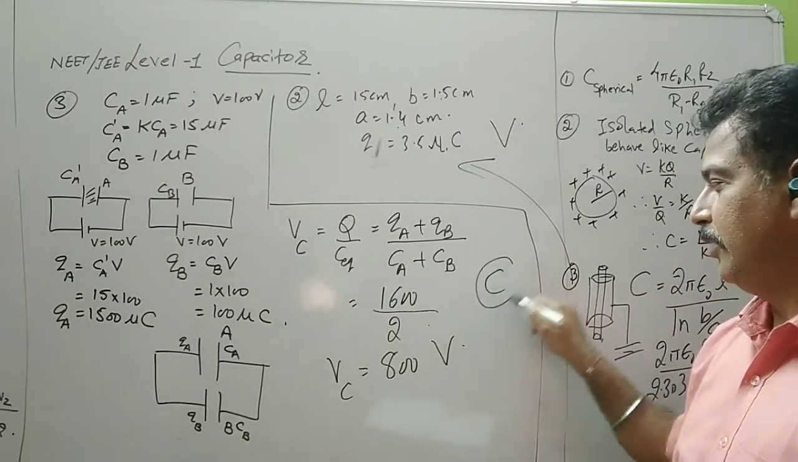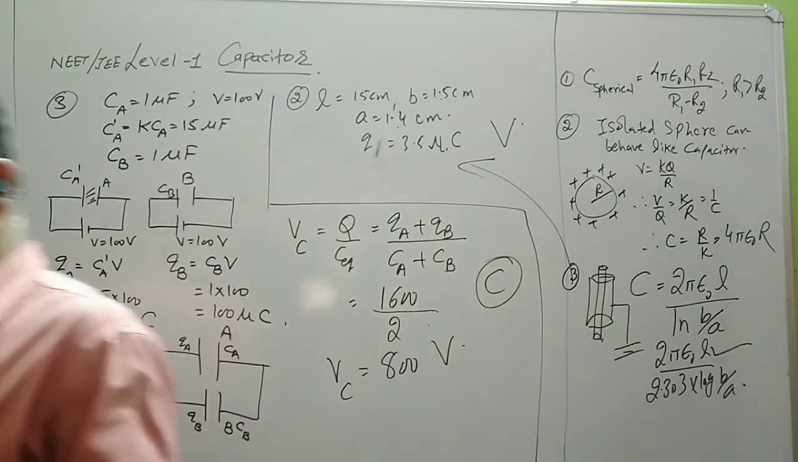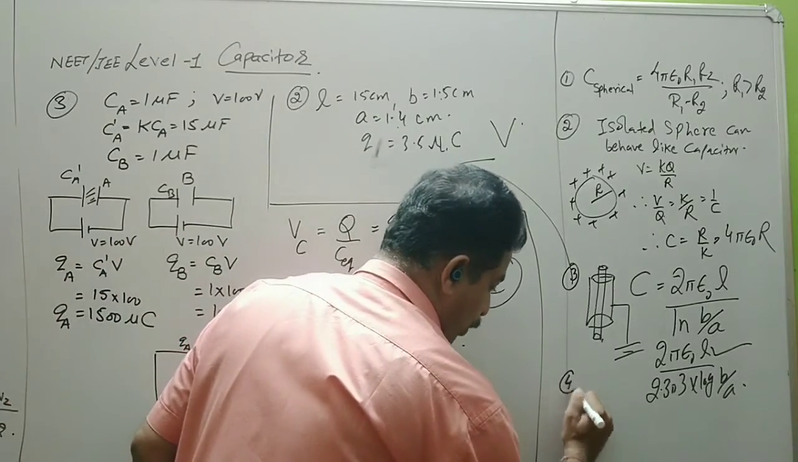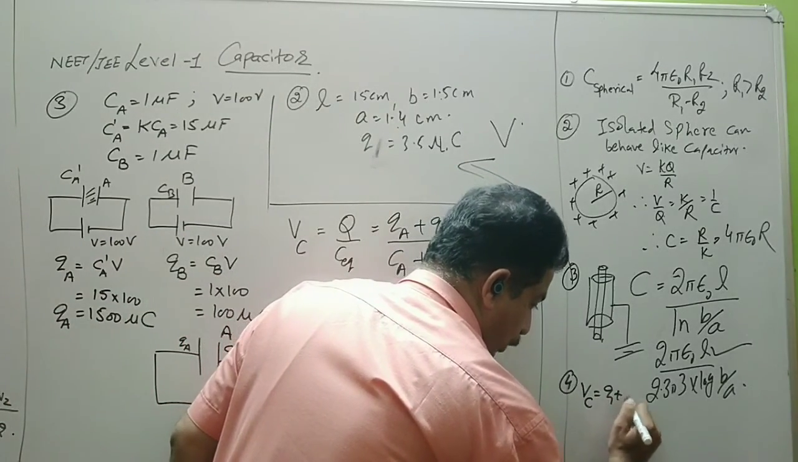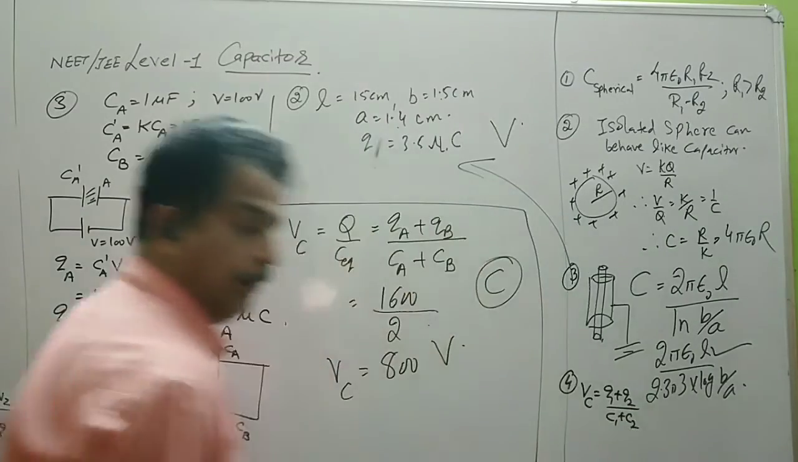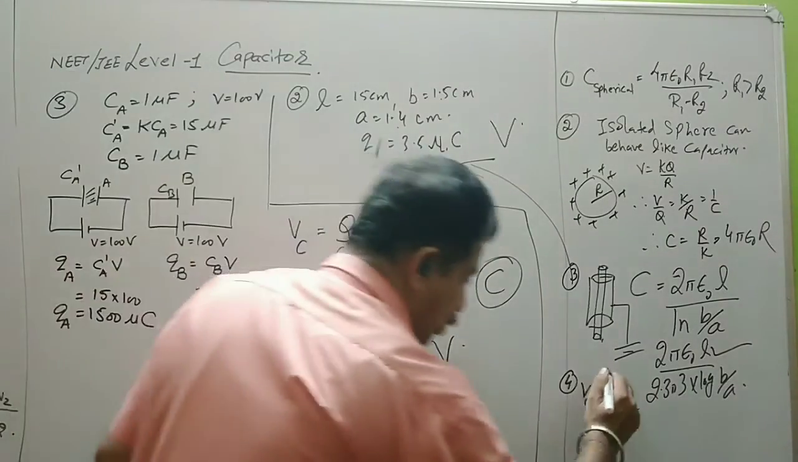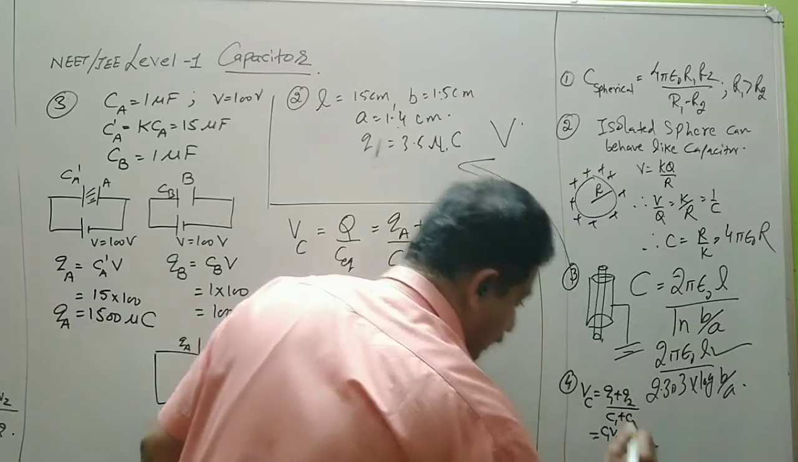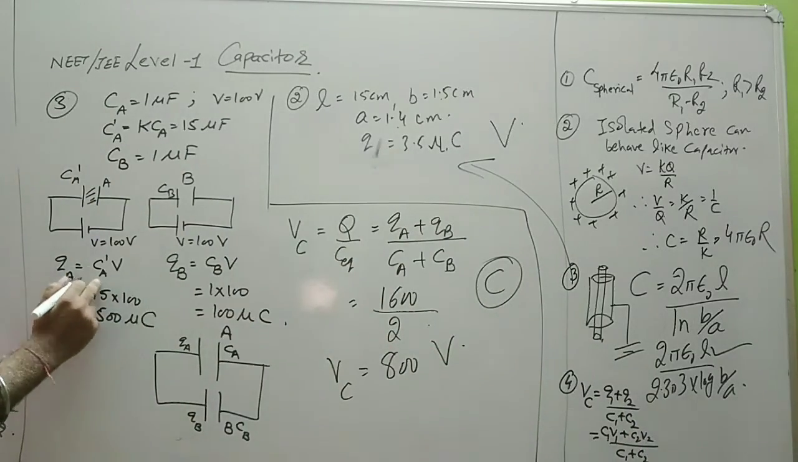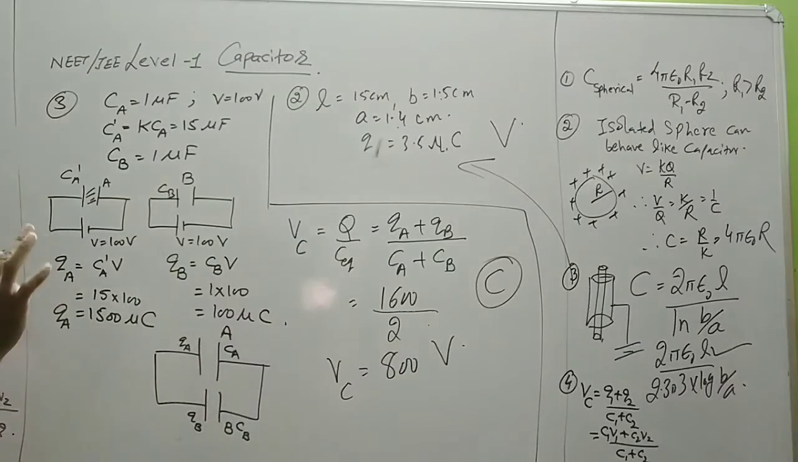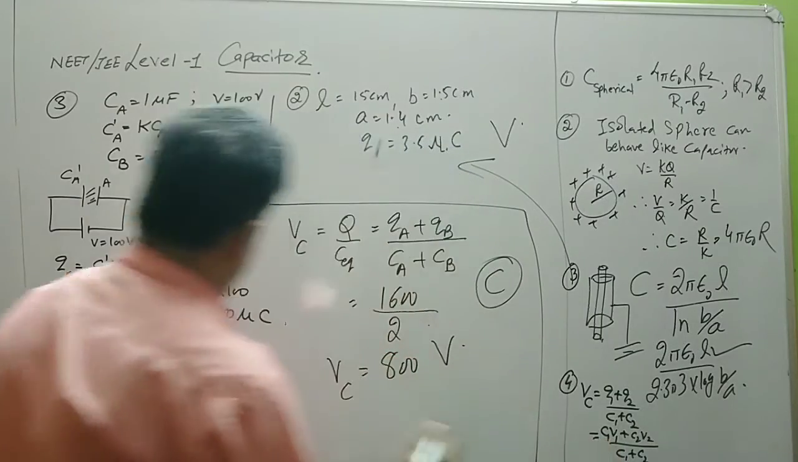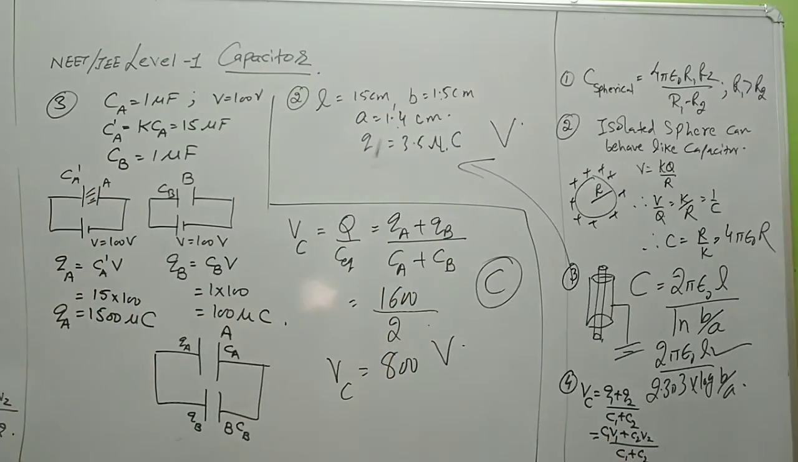So we have this as option number C. You also remember this common potential formula, VC is equal to Q1 plus Q2 upon C1 plus C2. And this can also be written as C1 V1 plus C2 V2 upon C1 plus C2. So directly we can apply this formula also. But initially this C1 was filled with a dielectric. So this is MCQ number 3.